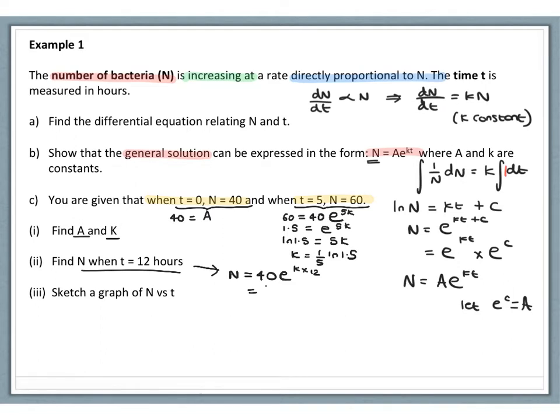So this gives an answer of 1903.65..., which I might round to, let's say, 1904 to the nearest whole number. Now the last part of the question asks us to sketch a graph of n versus t. So you can also have a look at doing this on your calculator. So we know when t equals 0, n is equal to 40. We're looking at a relationship of exponential growth here. So the graph will simply look something a little like this.